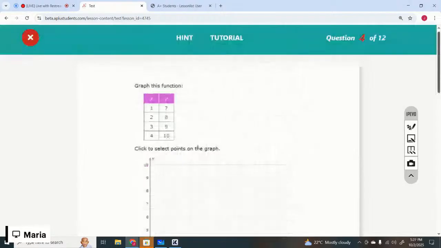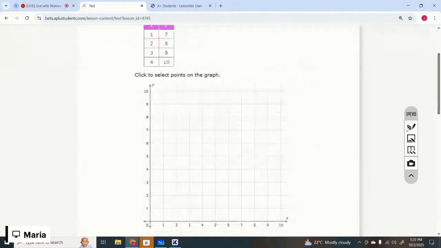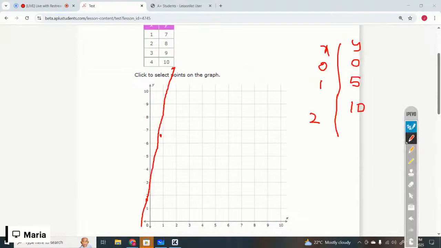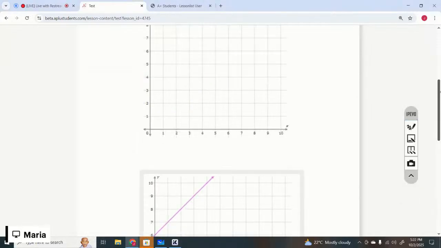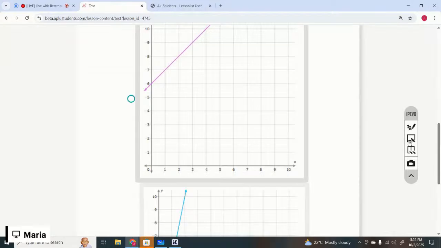Okay, graph the function. X is 1, y is 7. X is 2, y is 8. X is 3, y is 9. X is 4, y is 10. So when you join these points and make a line, it looks like this. So the correct option is option number 1.